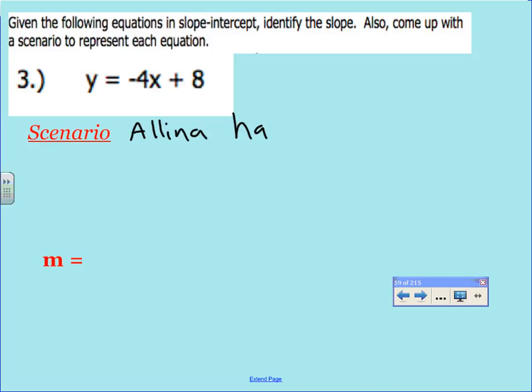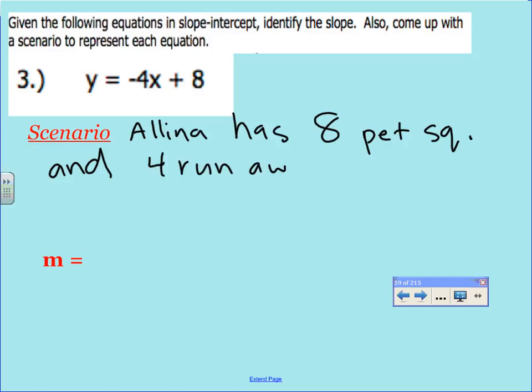Okay. Has 8 pet squirrels. I'm just going to abbreviate. And 4 run away. I don't like that. Okay, Luke. And 4 run away every day. Okay. That is sad. That's okay, though. Brianna, that was very creative. I like it. Okay. Marissa, can you tell us the slope with labels?